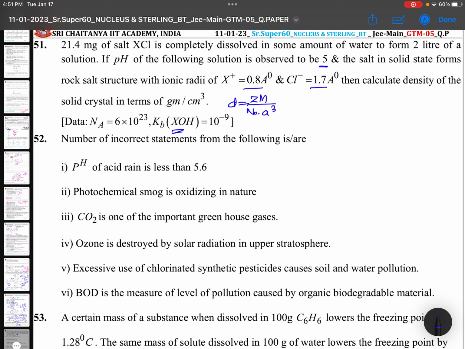Here Kb is given. What is the need of Kb and all? We need only Z. Concentration of the solution, molarity if you want, 21.4 milligrams into 10 to the power of minus 3 grams. HCl. Molecular mass will take m into 1 by 2 liters. This is molarity, this is molecular weight.